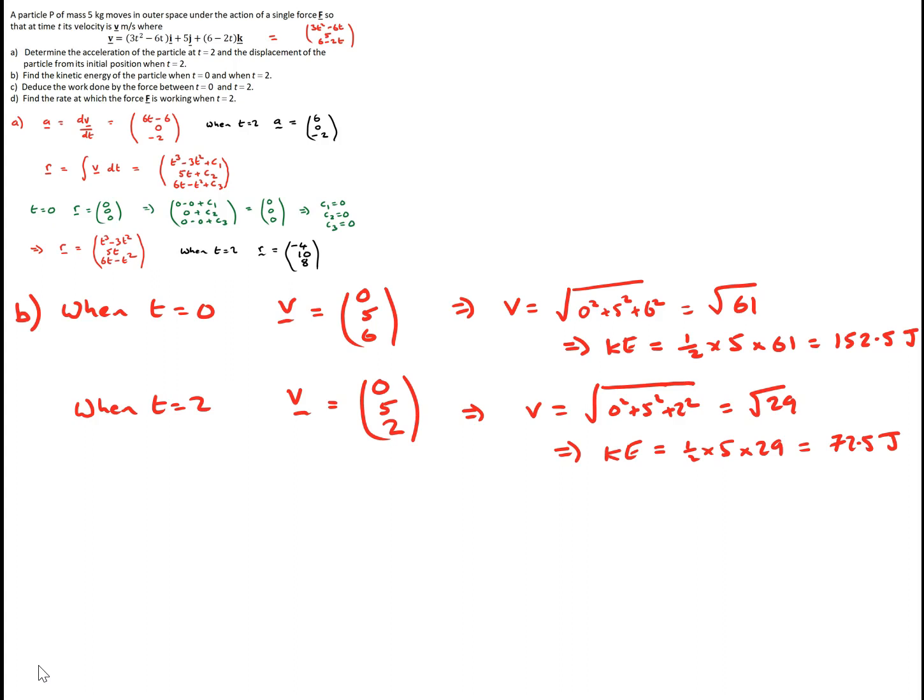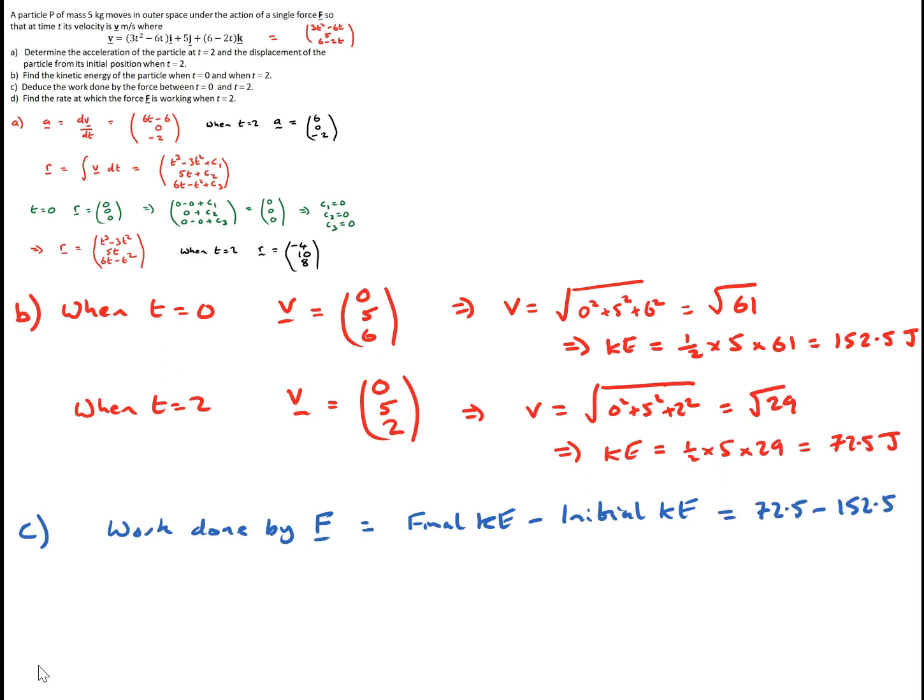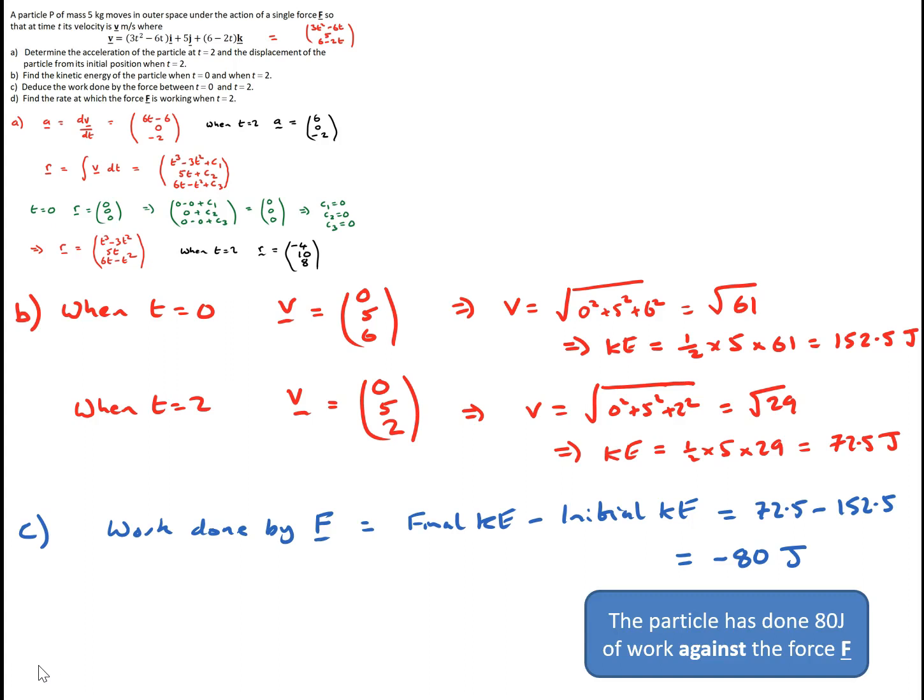Now we know that the work done by the force between t equals 0 and t equals 2 gives us the change in kinetic energy. So we can say the work done by F is the final kinetic energy minus the initial kinetic energy, which is 72.5 take away 152.5, so that is minus 80 joules. The minus sign there means that we're having to do work against F. So in fact, we've had to do 80 joules of work against the force F.